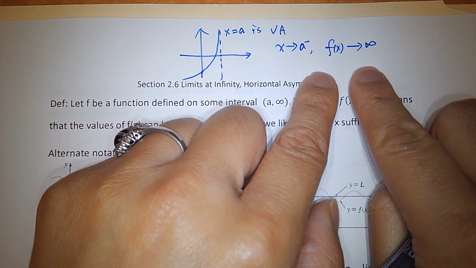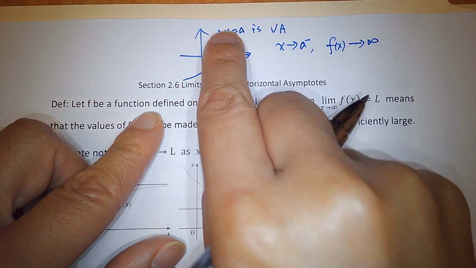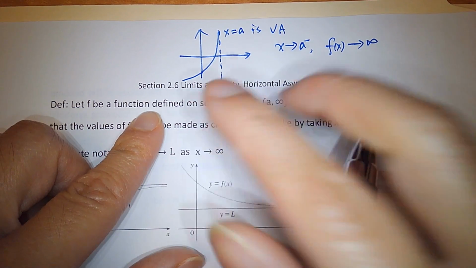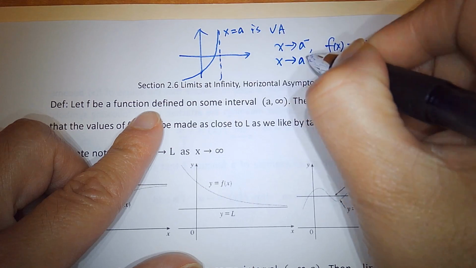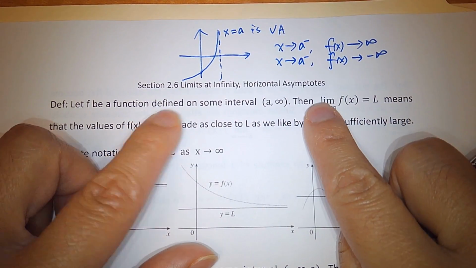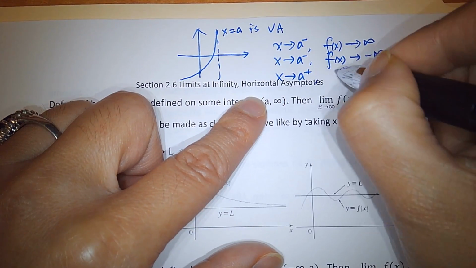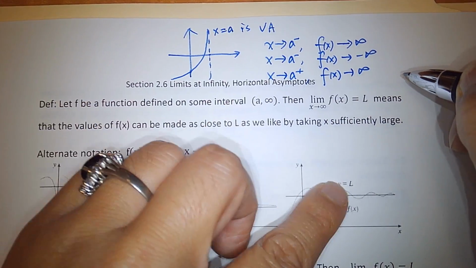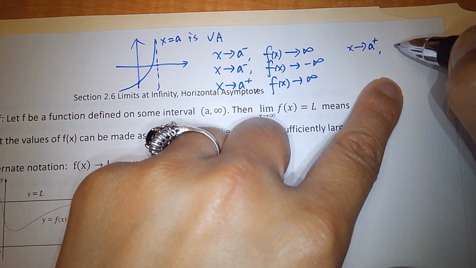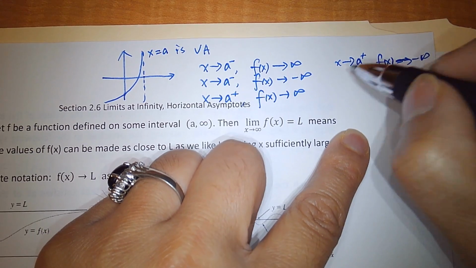Infinity, right? So this is one situation. Or when x approaches a from the left, f of x approaches negative infinity. This is the second case. Similarly, x goes to a from the right, f of x goes to positive infinity, or x goes to a from the right, f of x goes to negative infinity.